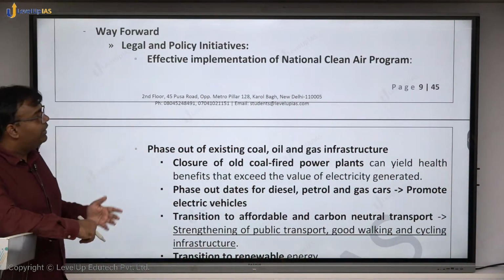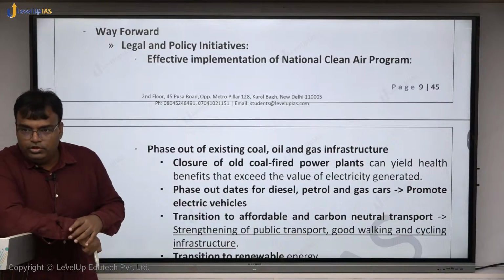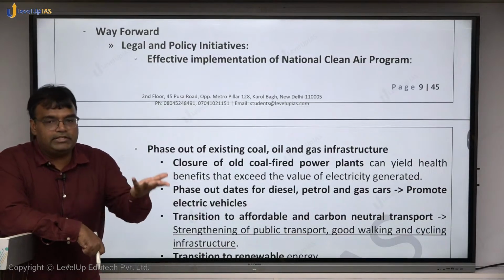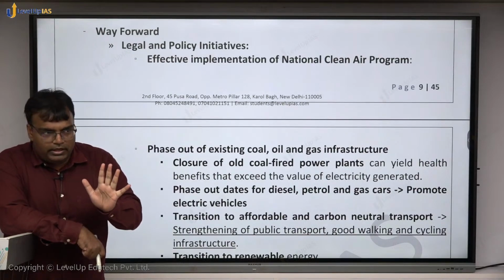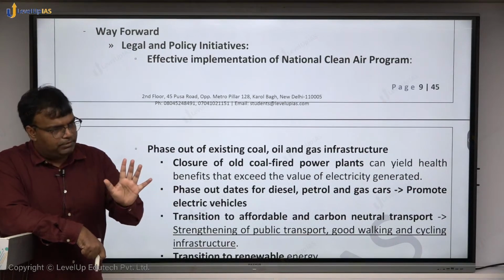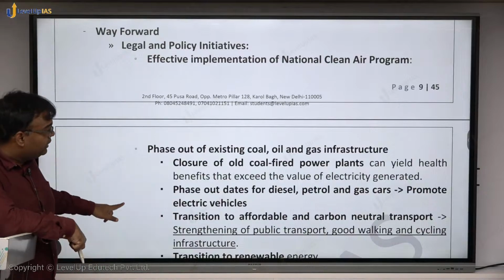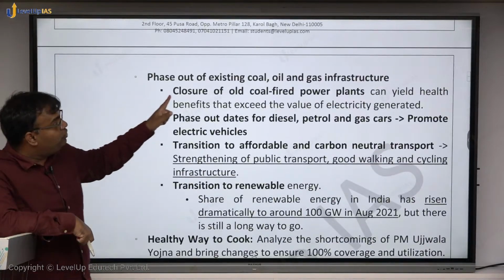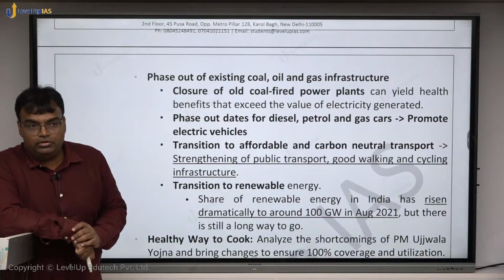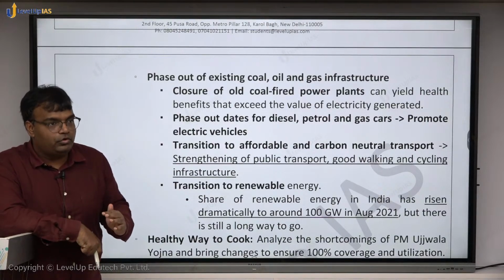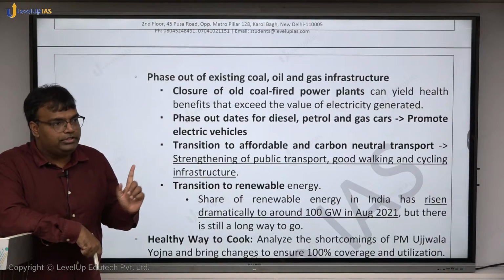For example, effective implementation of NCAP. Now you will say, sir, how will we effectively implement NCAP? If a question is about NCAP, we'll talk about this. Otherwise, effectively implementing the provisions of NCAP is one of the suggestions that we can give. Then phase out of existing coal, oil and gas. Phase out in a timely manner, because eventually we want to shift to renewable. These polluting things will have to be phased out.